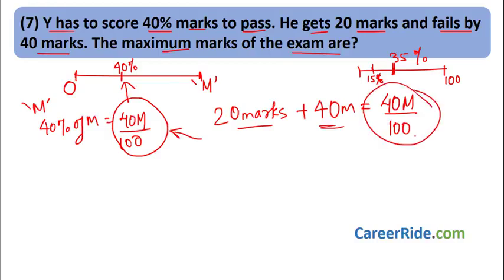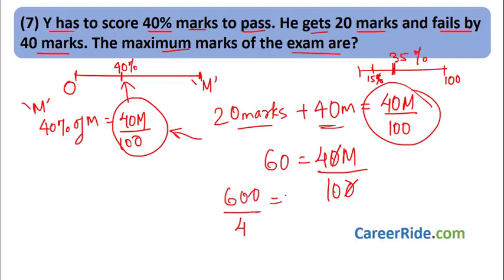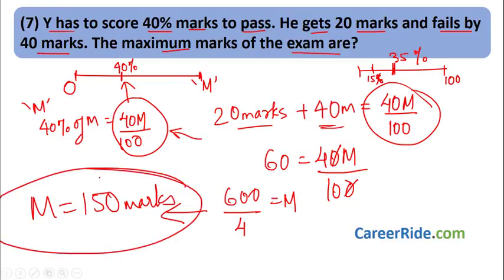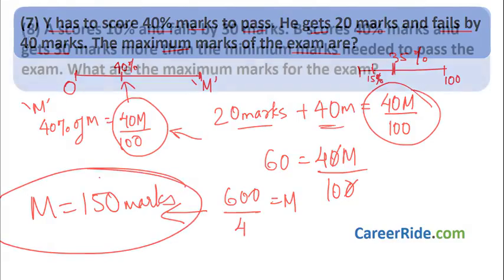Passing marks are 40M by 100. Let's calculate. What do we get? This upon 100, this gets cancelled. So we have 600 divided by 4 equal to M. So M is nothing but 4 ones are 4, 25, 150 marks. So the maximum marks of the exam are 150.